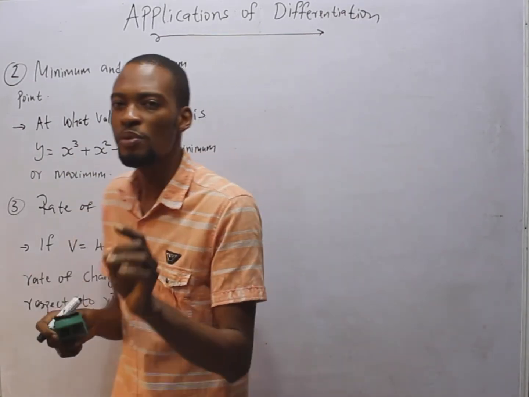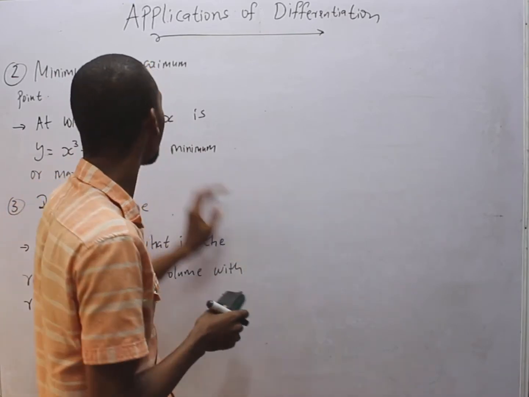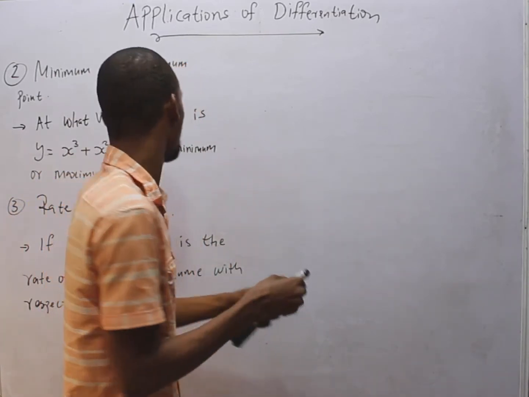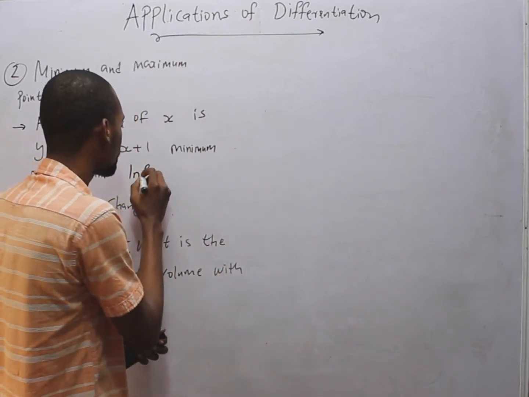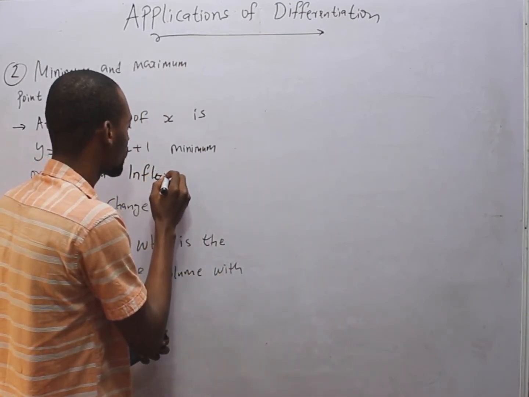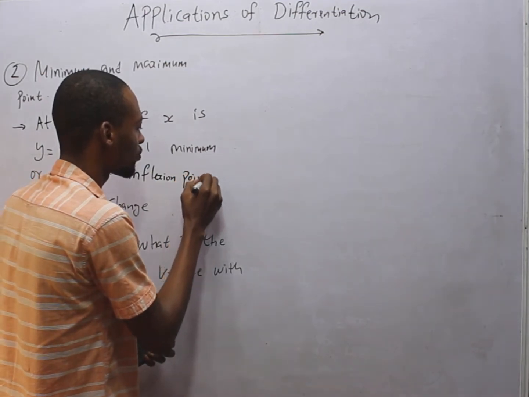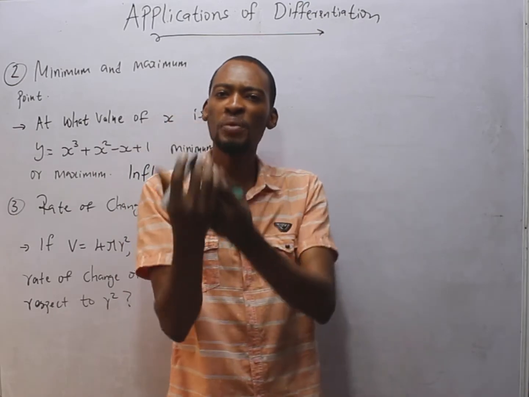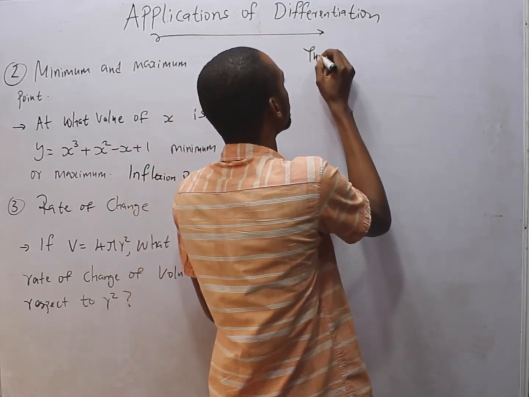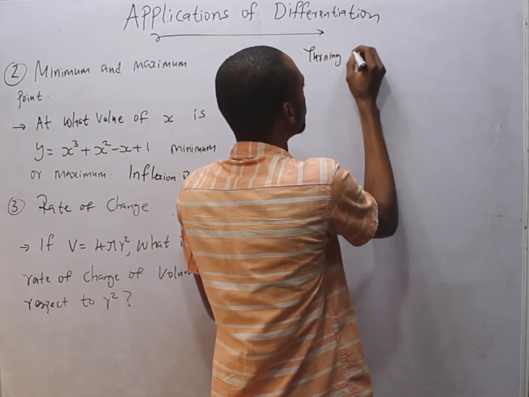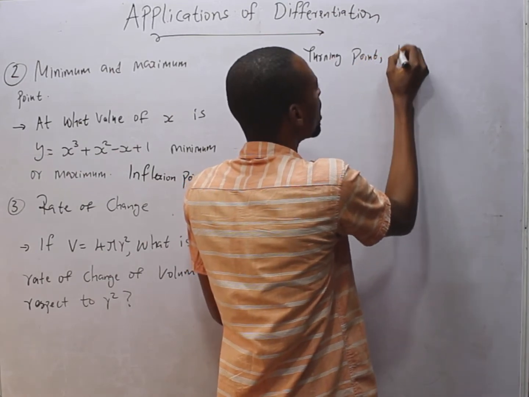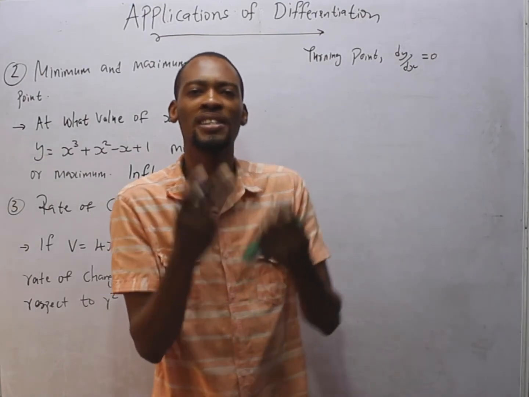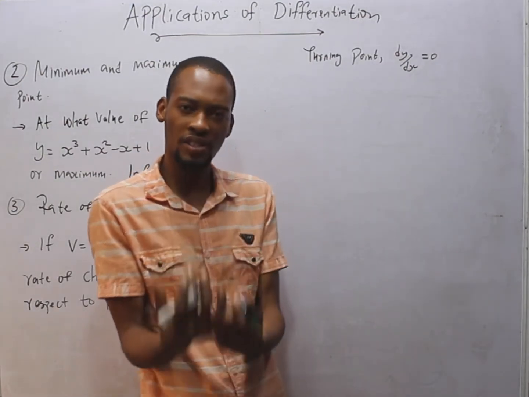This is the principle you must follow while looking at minimum, maximum, or inflection points. Take note. At the turning points, dy/dx is equal to 0. At turning point, dy/dx is equal to 0.